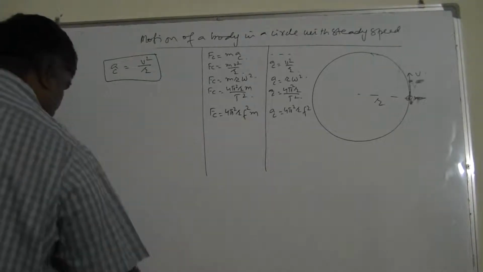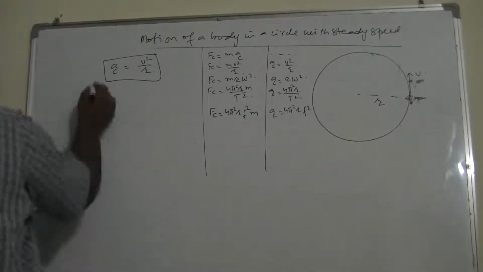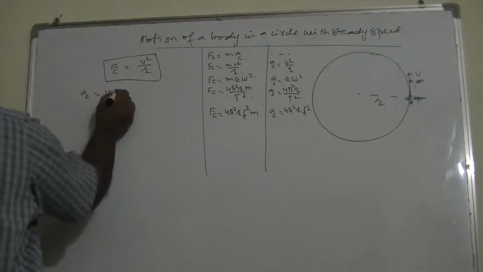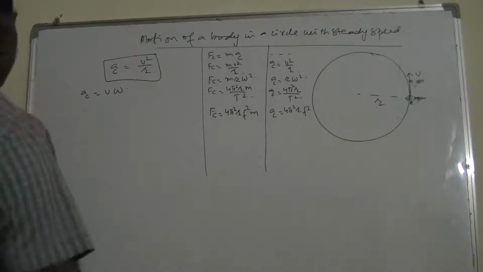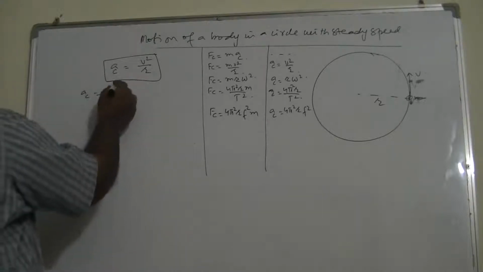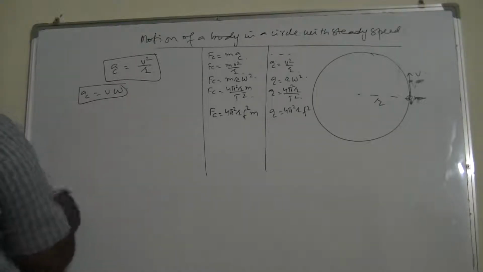Similarly, there is one very important formula. Sometimes they say prove that a_c is equal to v omega. This is also a formula, speed into angular speed, in terms of both speeds. Students feel this formula is very difficult to derive. This is a very important thing, and you should know how this is to be proved.